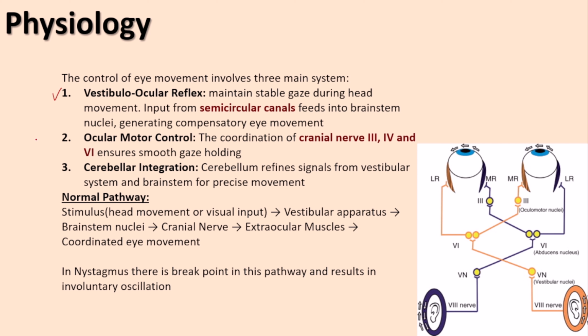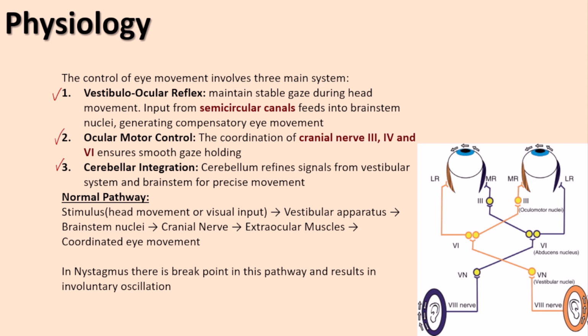Another component of physiology of the eye movement is ocular motor control, and this is the coordination between cranial nerves 3, 4, and 6, which ensures the smooth gaze holding. Another component is cerebral integration, and the cerebellum actually refines the signals that are coming from the vestibular system and brainstem, so that they are refined to have precise movement.